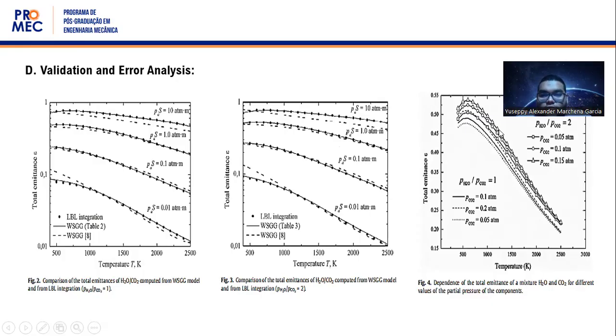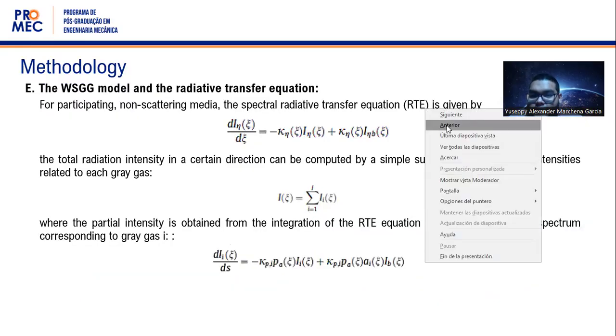Finally, figure 4, as we can see here on the right side, evaluates the hypothesis of independence of the absorption coefficient with respect to the partial pressure, showing that the errors remain moderate and acceptable for typical air-fired combustion conditions. We can see here that at low temperatures we have high total emittance, right?